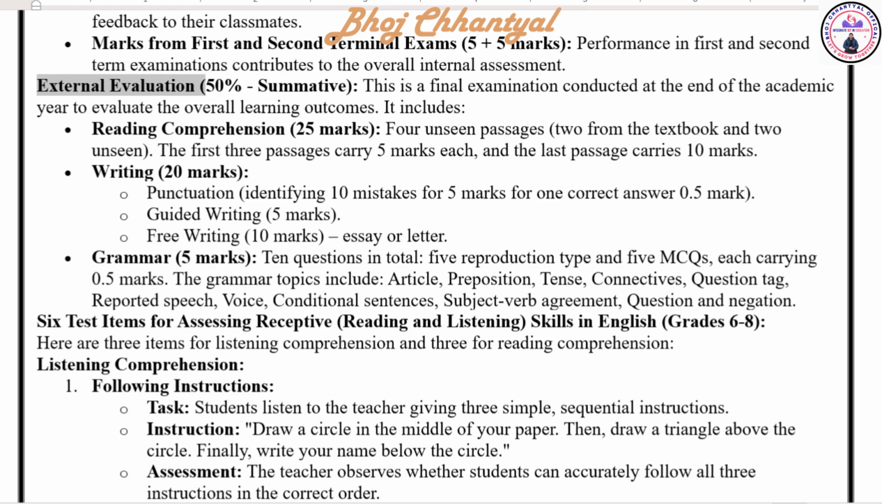External evaluation, which covers 50% of the marks, and it is summative in nature. This is a final examination conducted at the end of the academic year to evaluate the overall learning outcomes. It includes reading comprehension. It covers 25 marks for 4 passages, 2 from the textbook and 2 unseen passages. The first 3 passages carry 5 marks each with 1 type of question and the last passage carries 10 marks.